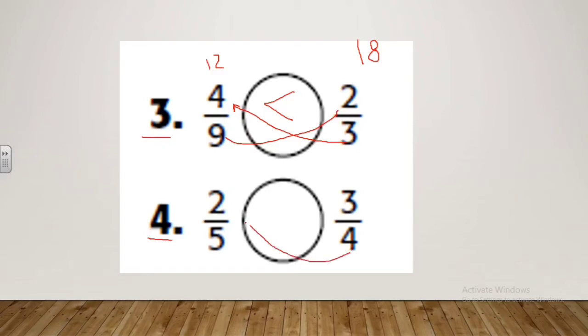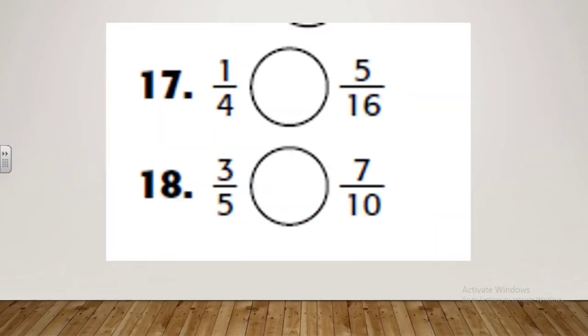Super. 4 goes to 2. 4 times 2 equals 8. And 5 goes to 3. 5 times 3 equals 15. So here we have 8, and on the other side we have 15. Of course, 15 is greater than 8. Let's continue. Let's see question number 17.